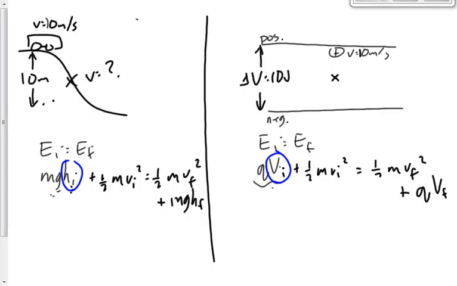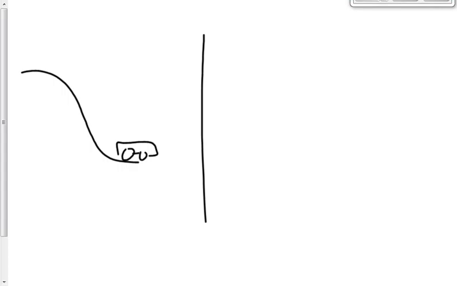Okay, let's switch this diagram up just a little bit. This time we've got a car at the bottom of a hill moving at 10 meters per second as it starts going up the hill. Let's say that it barely reaches the top of the hill. When it gets there, it's moving at 0 meters per second because it's barely got there. It's just ready to come right back down.